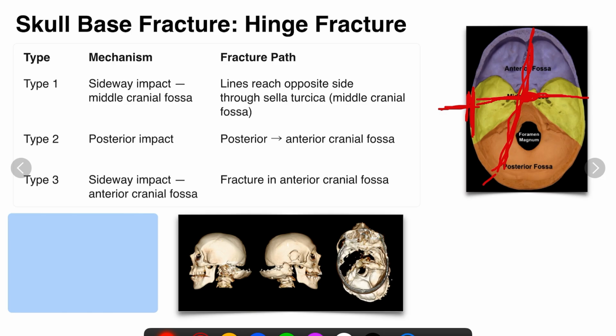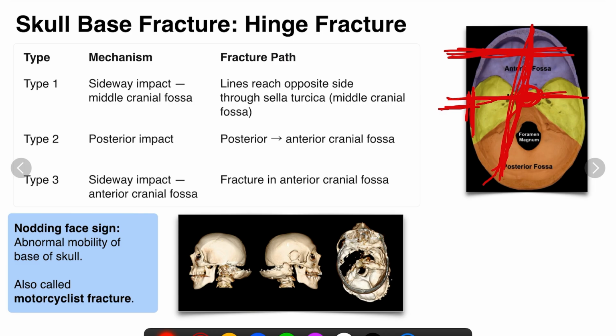Type 3 is a sideways impact in the anterior cranial fossa. Type 3 is just like type 1. The fracture line just runs in the anterior cranial fossa. So type 1 is what? Middle cranial fossa. Type 2 is posterior to anterior, going through what? Sella turcica. And type 3 is in the anterior cranial fossa.